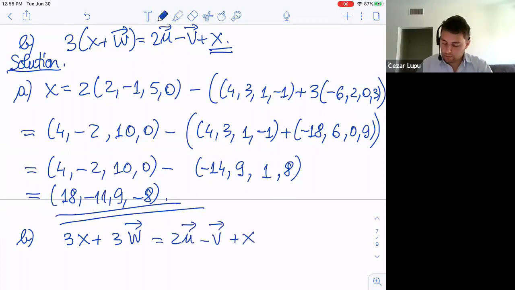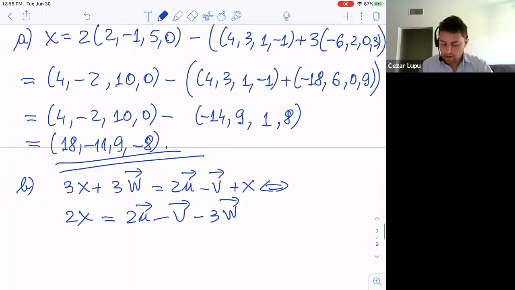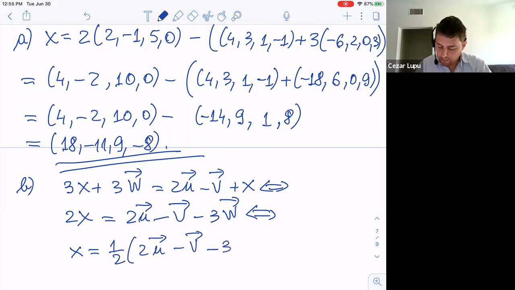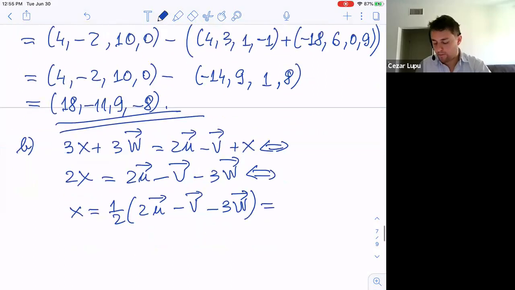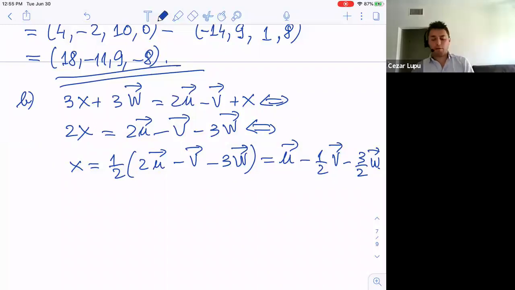Okay, this will be equivalent to 2x vector equals 2u vector minus v vector minus 3w vector. And now guess what? I will divide by the scalar 2. So this will be 1/2 times (2u vector minus v vector minus 3w vector). Or if you want to do the operations, it will be u vector minus 1/2 times v vector minus 3/2 times w vector. And now you have the scalars and you do the operations.